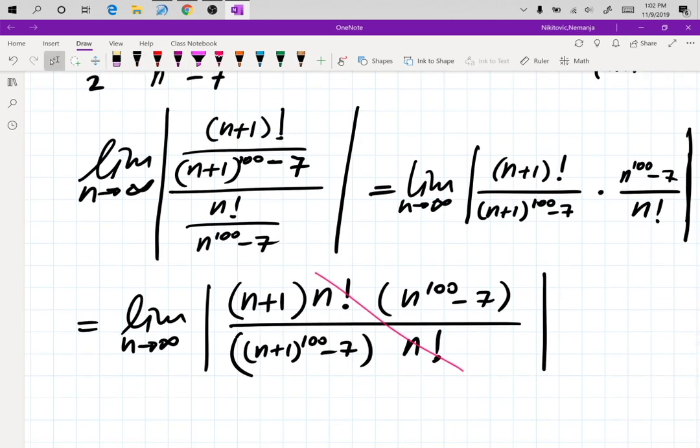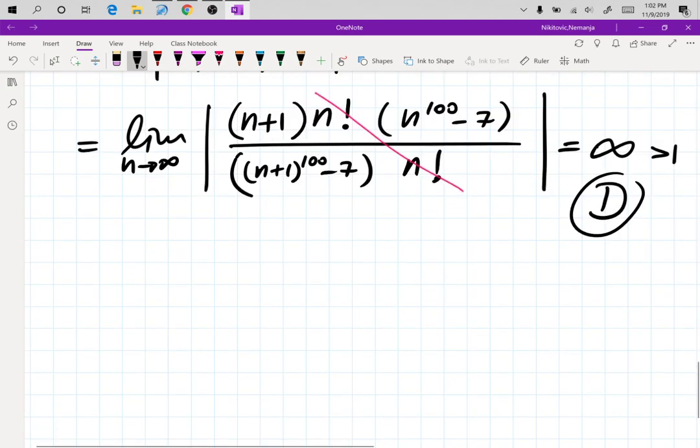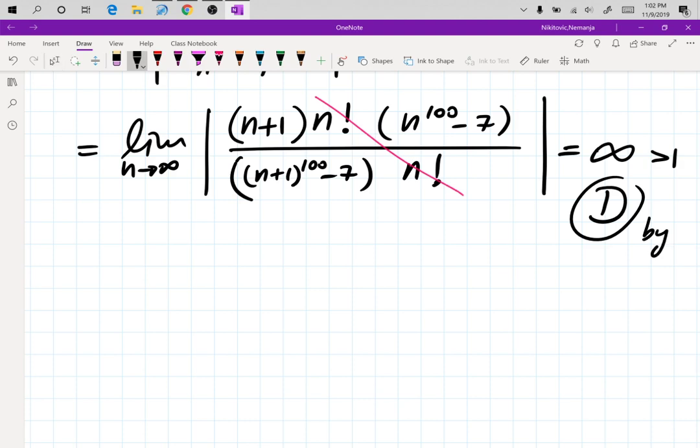So now what do I have? I have technically n to the 101 divided by n to the 100. What do I know about that? The limit equals infinity, exactly, because the top is bigger, and we immediately claim divergence. That's bigger than 1 for sure. Divergence by ratio test.